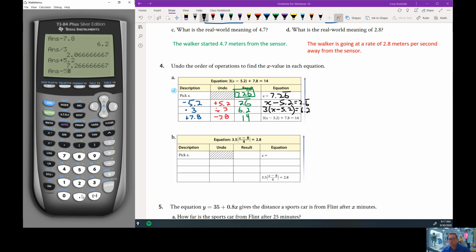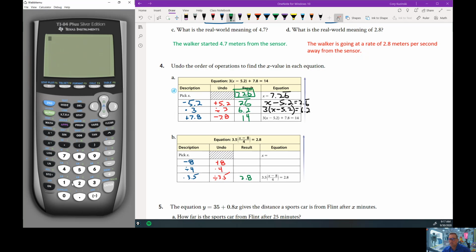Let's check that answer by doing these operations to it. Let's subtract 5.2, multiply by 3, and add 7.8. There it is, 14. All right, let's do it again. What's being done to x here? We're subtracting 8 from it. Then we're going to divide it by 4. Then we're going to multiply by 3.5. To undo those things, we're going to add 8, multiply by 4, and divide by 3.5. The final result we know is 2.8.